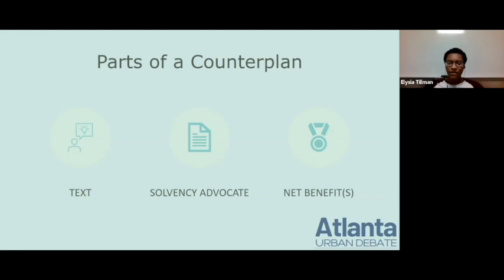And then the last part, the most unique part of the counterplan, is the net benefit, which is why doing the counterplan alone is preferable to doing the plan. Usually it's that you're going to avoid triggering some impact from a disadvantage.